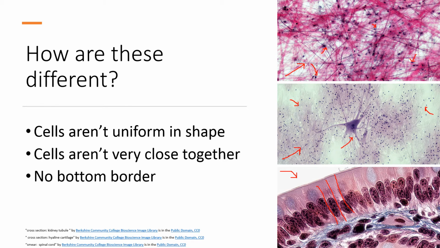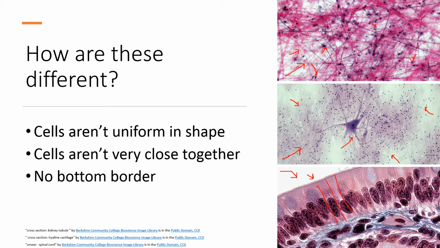Okay. Something else you might have noticed is that the cells aren't as close together. So in epithelial tissue, the cells really appear packed, membrane to membrane. But up here and up here in the connective tissue, the cells are spaced out. There's a lot of that extracellular matrix between them.